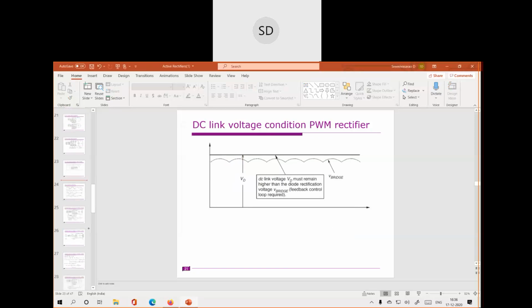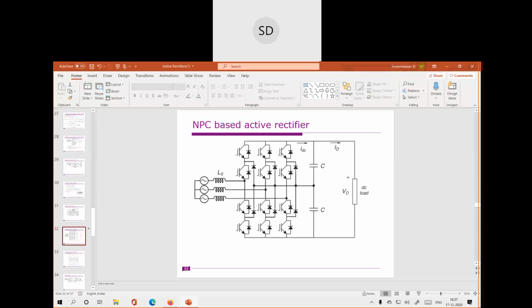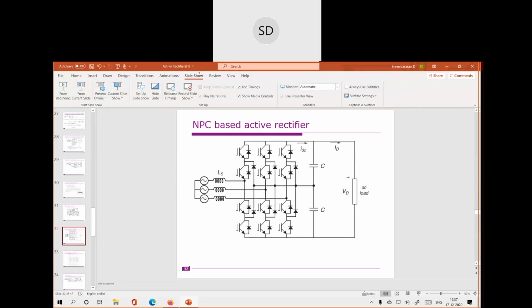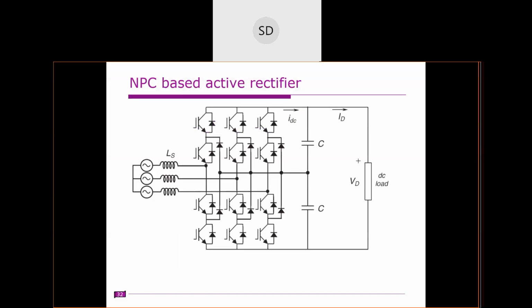So let us assume you have a 3-level diode clamped inverter. How do we operate it as an active rectifier? This is a 3-level NPC based active rectifier.